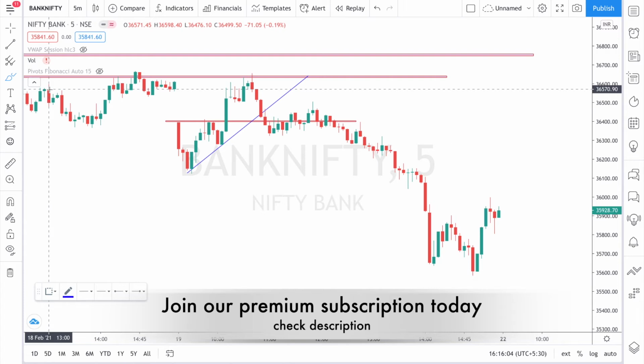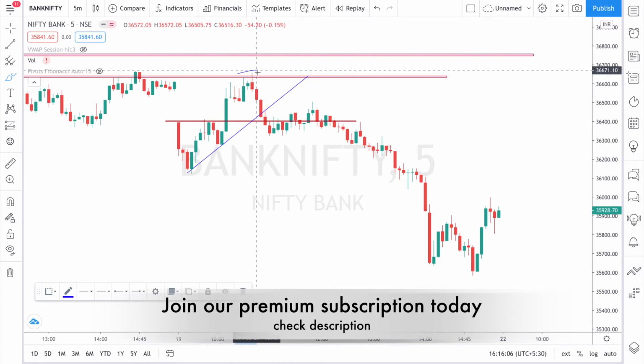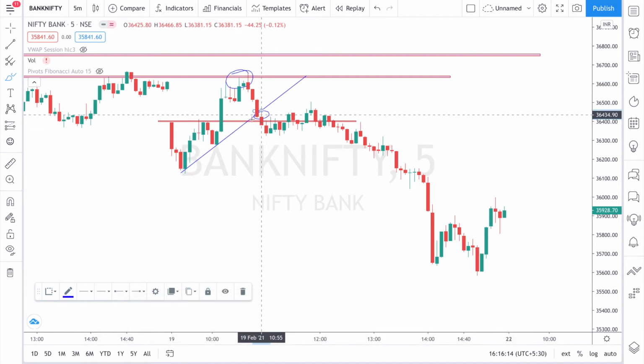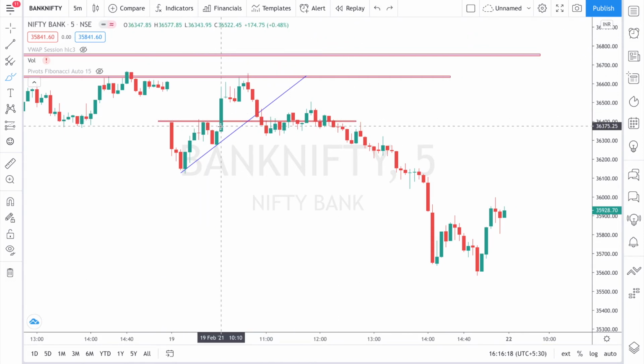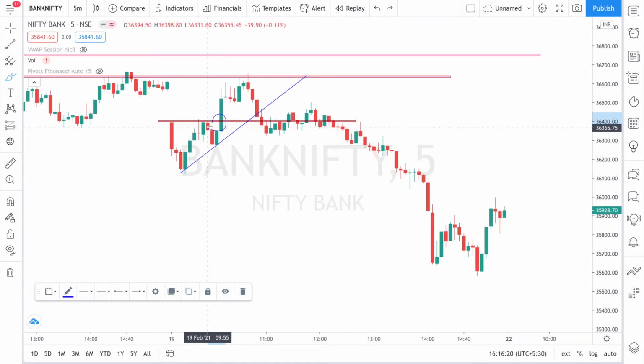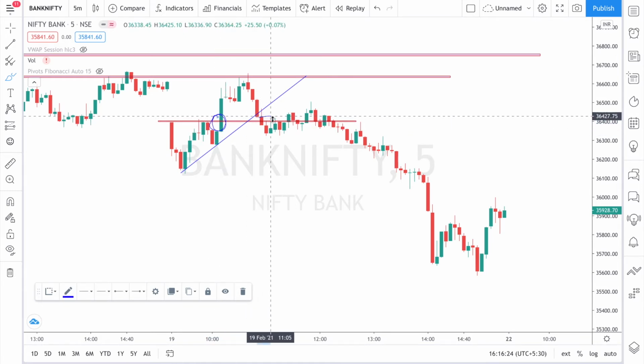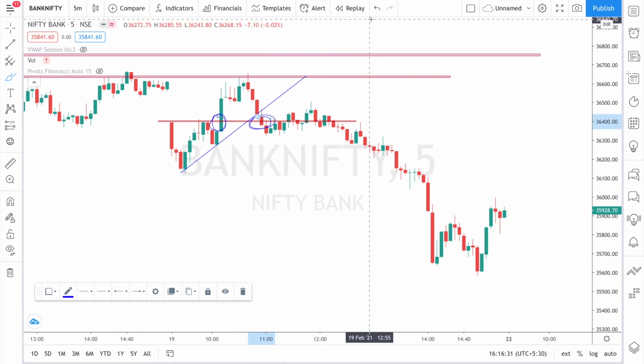So what is this setup? First point is there is a resistance at the top. Second point is Bank Nifty breaking this intraday trend line. And third point, which is the most important one, is this breakout level. Bank Nifty had given a breakout, and now Bank Nifty is breaking that breakout level on the lower side. That is the most important part.